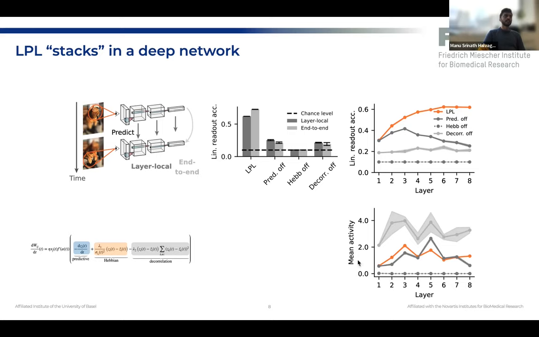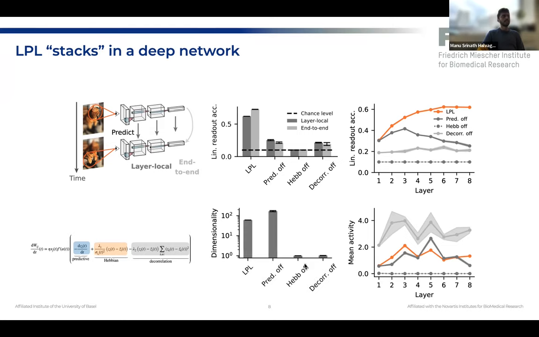And then that's exactly what we see again in the activity levels. Without the Hebbian term, activity just goes to zero across all layers. But again, now to the decorrelation term that we just added, we saw that without the decorrelation term, there's also poor performance, but this is not really because of collapsed activity. So there is non-zero activity in all layers.